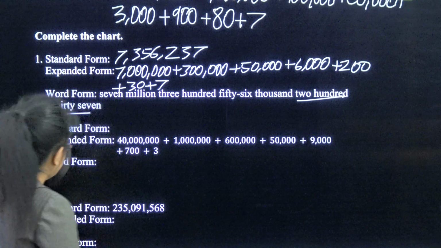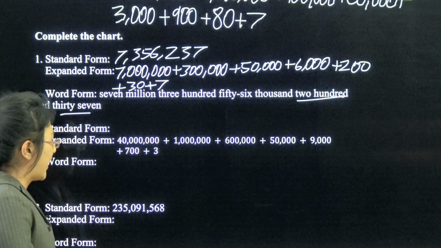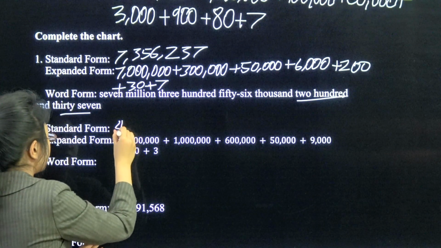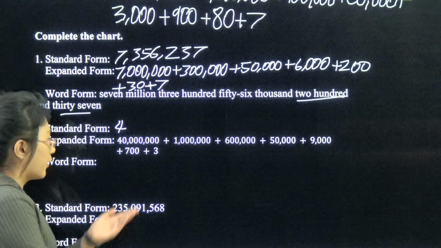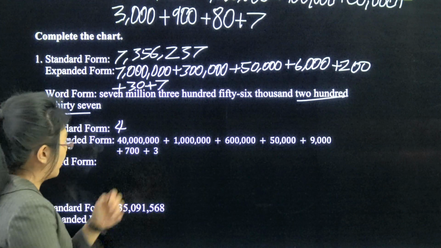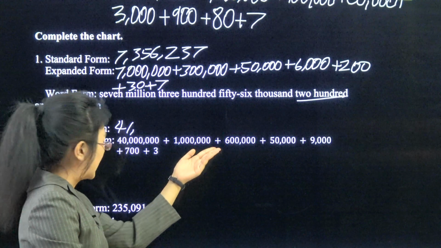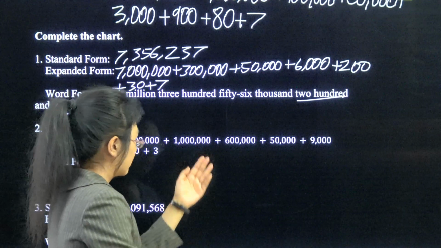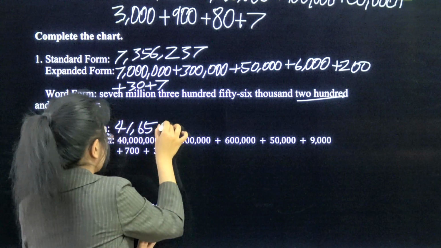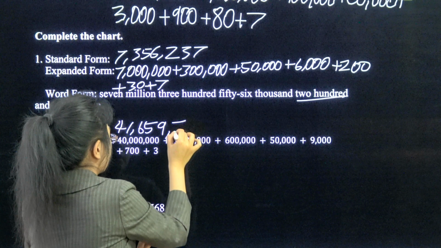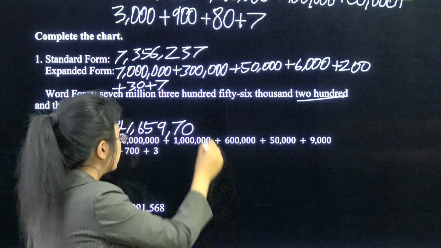Yay! So we move on to, well, the next question, where we have the expanded form, but not the standard or word form. So in expanded form, we have 40 million, so there's a 4 up there now, and then we have 1 million. Then there's that, which is 600,000, 50,000, 9,000. Then we have 700, but we have nothing in the tens place, which means that we just put a 0, then 3.